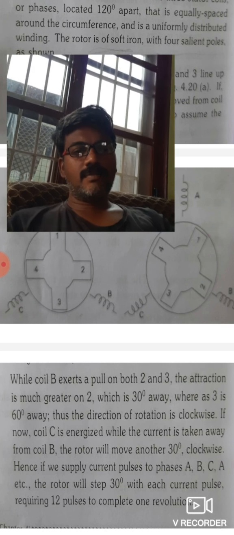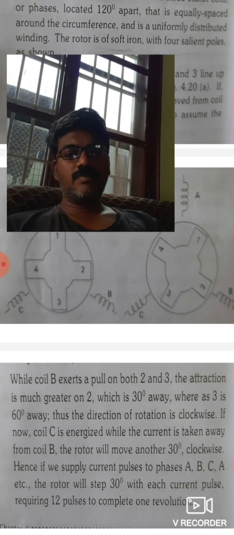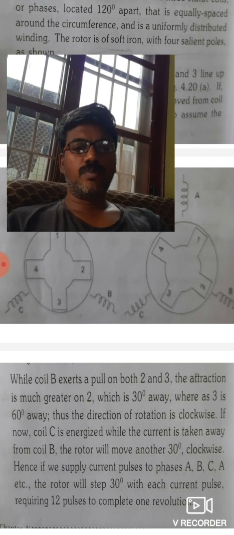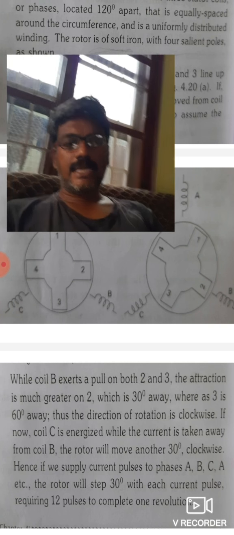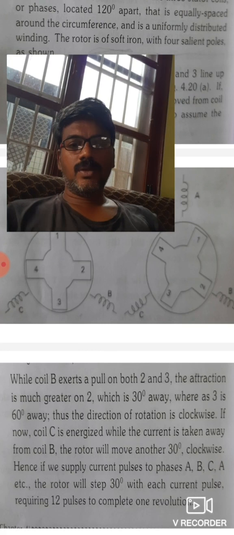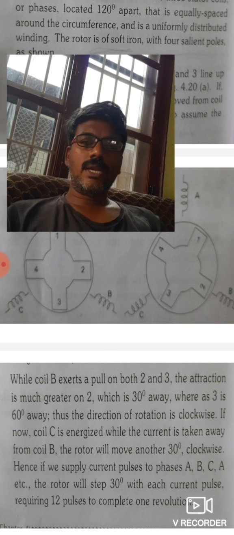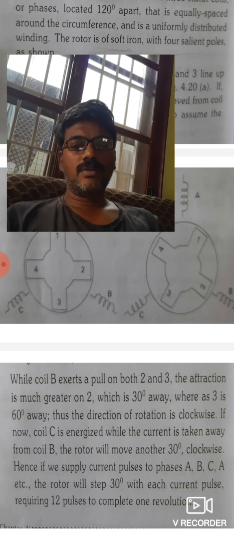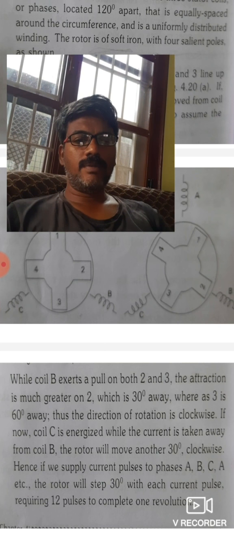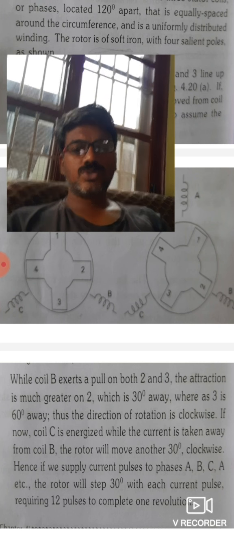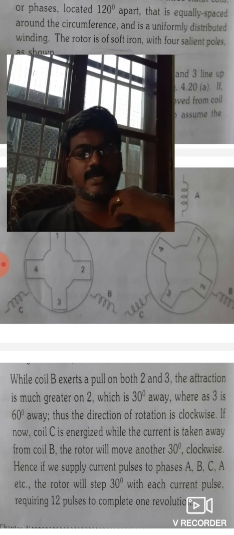If coil A is de-energized before power is applied to B, then torsion in the load coupling could turn the rotor counterclockwise just enough so that when power was supplied to coil B, it would be attracted to poles 3 and 1.